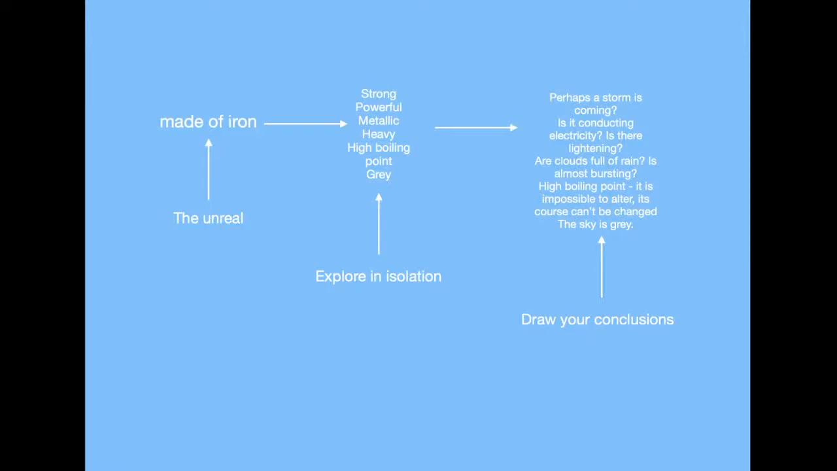Perhaps as it's metallic, maybe it's conducting electricity. Maybe there's lightning. Perhaps the high boiling point suggests it's impossible to alter. Perhaps it suggests that the course of the storm can't be changed. So this process is: separate the real from the unreal, explore the unreal in isolation, and draw your conclusions.